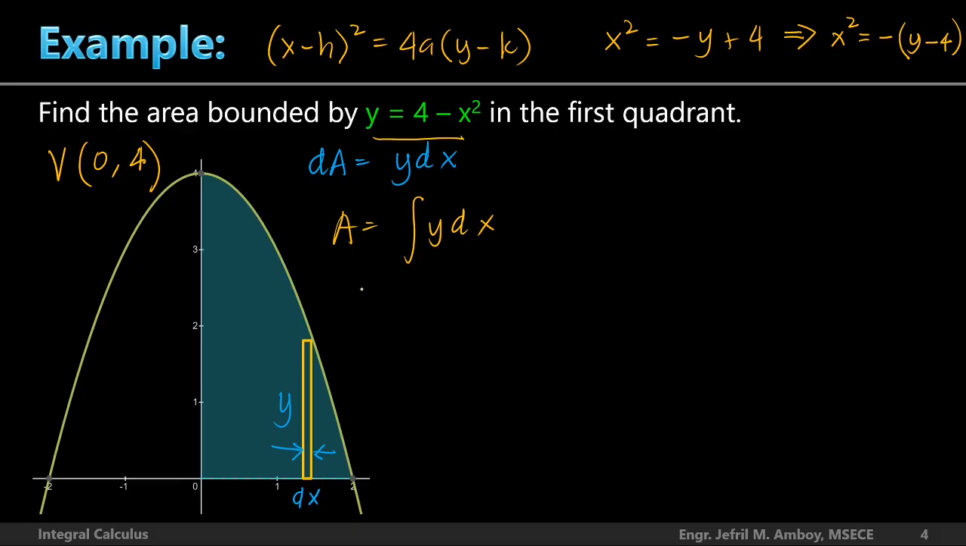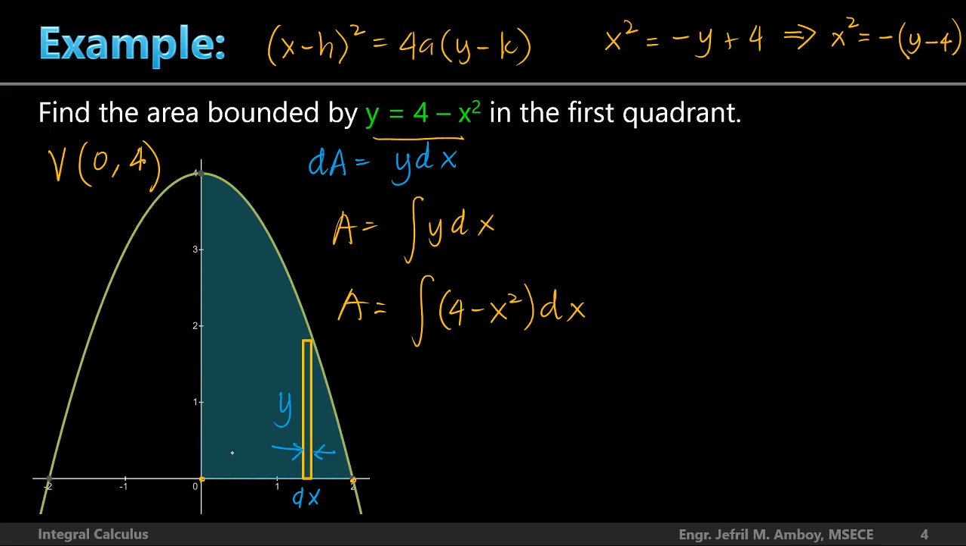Ayun, isaksak mo lang dyan. Palitan mo siya. O ngayon, integral of 4 minus x squared. And then, of course, we copy dx. And now let's indicate the limits. The limit of integration is very obvious because we can see it in the graph. That would be from 0 to 2.